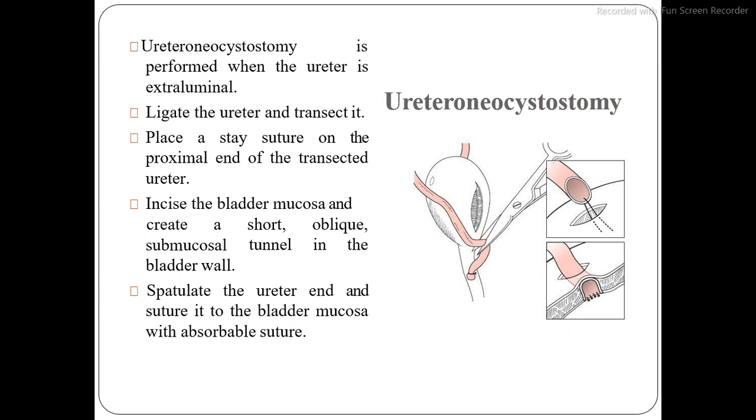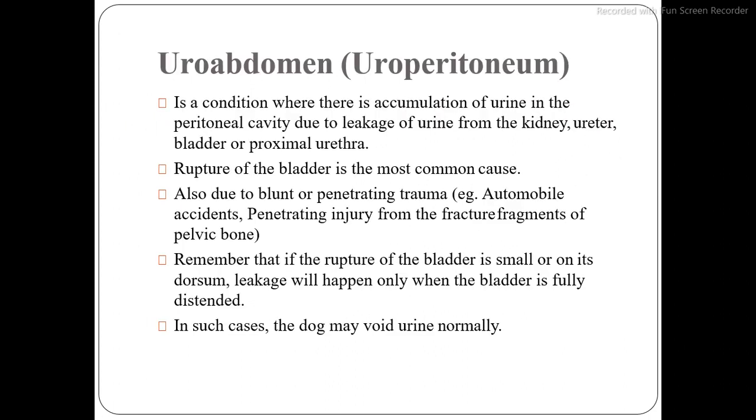Ureterostomy. Ureterostomy is performed when the ureter is extraluminal. Ligate the ureter and transect it. Place a stay suture on the proximal end of the transected ureter. Incise the bladder mucosa and create a short, oblique, submucosal tunnel in the bladder wall. Spatulate the ureter end and suture it to the bladder mucosa with absorbable suture.